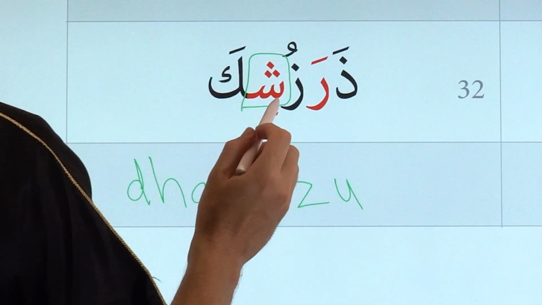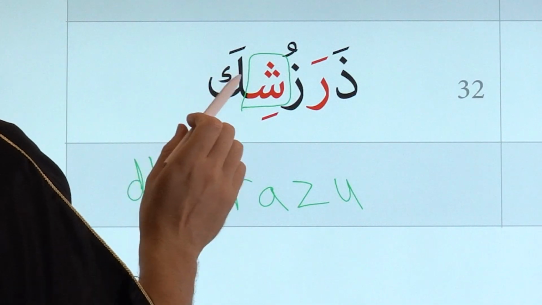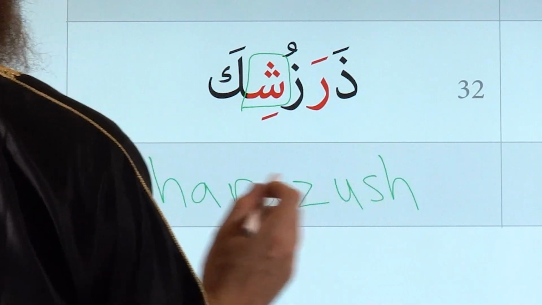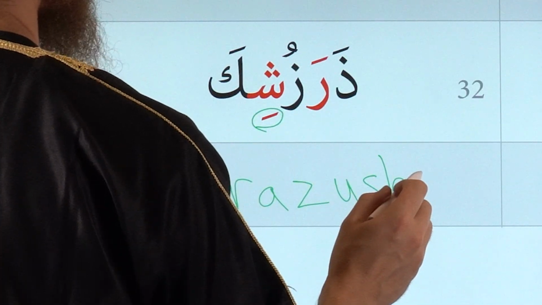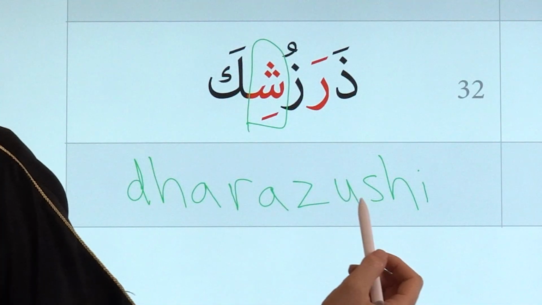Next, we have this W shape with three dots above, meaning this is the letter Sheen. So we're going to write SH for the Sheen. Beneath the Sheen is a Kesra, so we're going to write an I for the Kesra. So the Sheen and Kesra would be pronounced Shi.